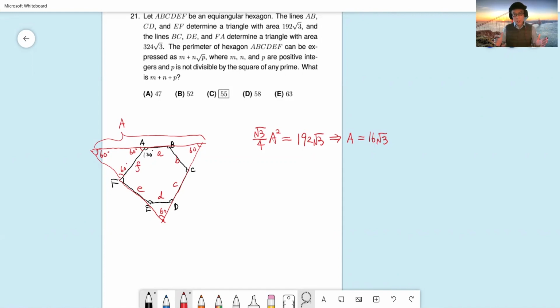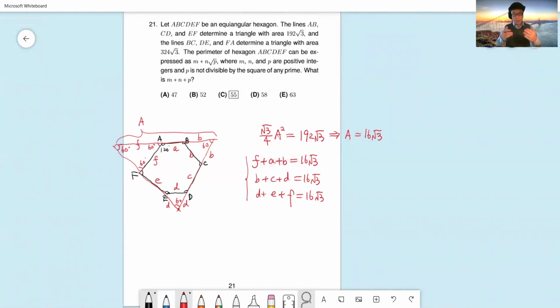We can express the side length in 3 different ways. On the top, this equals F plus A plus B. F plus A plus B equals 16√3. And on the right, this is B plus C plus D. This is side length 16√3. And on the left, we have D plus E plus F. D plus E plus F is also 16√3. So we got these 3 equations. And next, we consider the other way to find an equilateral triangle.